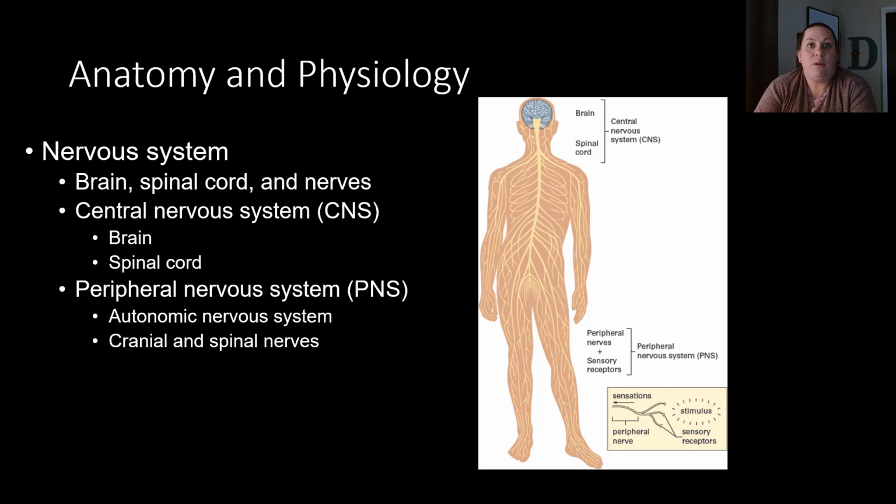Now, these nerves are going to carry certain information. Some of them are going to carry sensory information. Some are going to carry motor information. And the nerves that are found in your central nervous system are going to be where they integrate the information from your sensory to your motor.